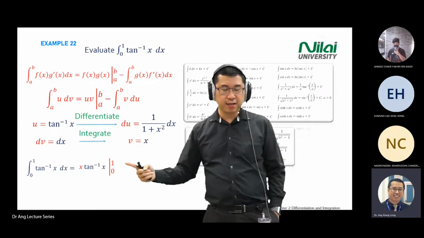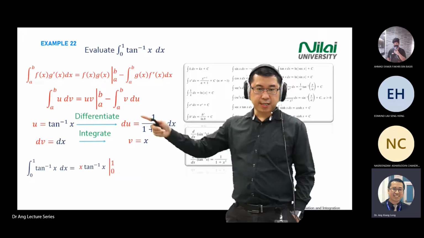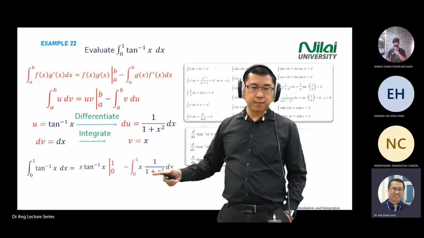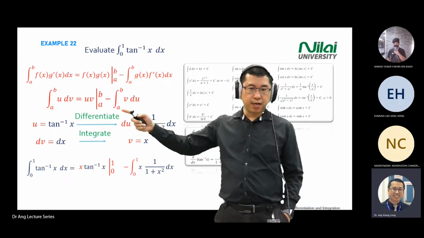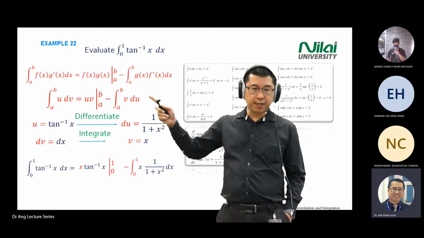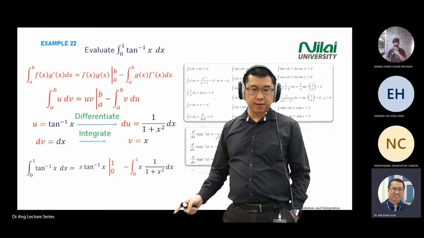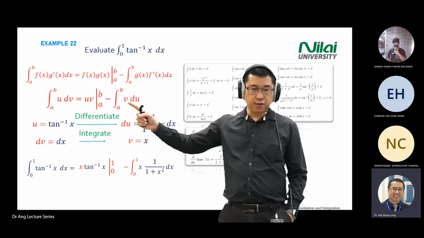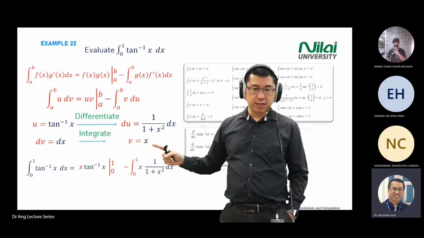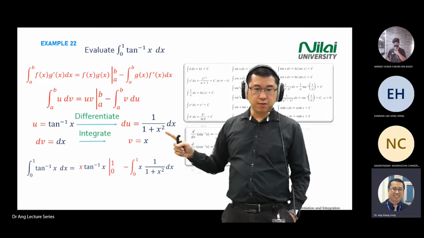Okay. Then the next step, also do the same. You copy a, b. So you compare side by side. What is your a and b? Your a is 0, b is 1. What is your v? v is x. What is your du? It is this one. Copy here.